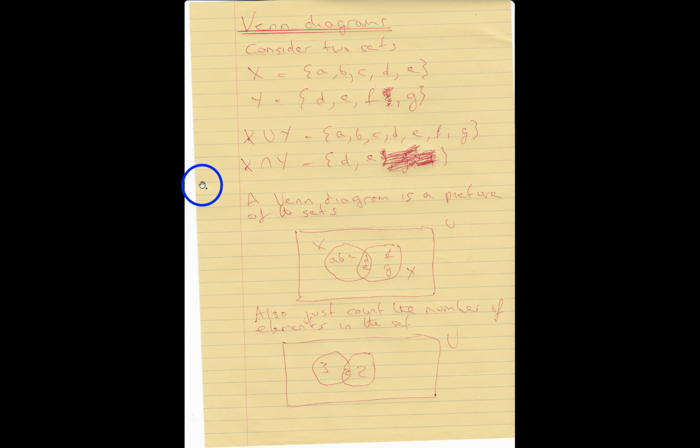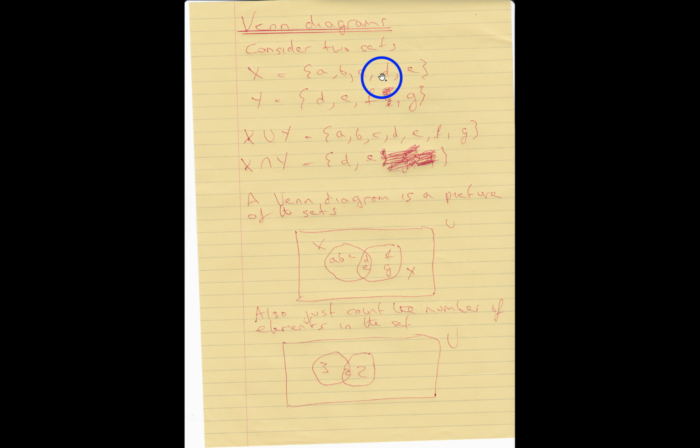You can also ask other interesting questions, like what is the intersection? X intersection Y, this is here. That's the set of elements that are both in X and Y. In this case, you can see that X has D and E, and Y has D and E, and they have no other common elements. So the intersection X intersection Y is the set D, E.